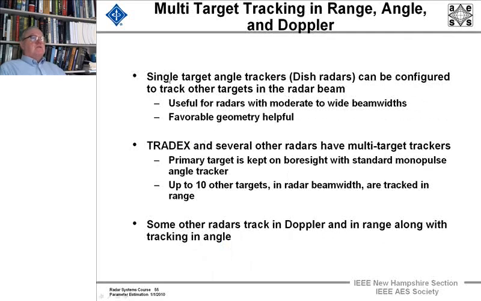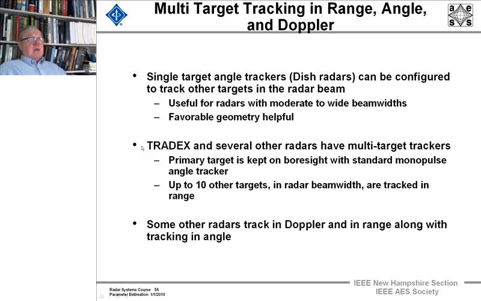Okay, now single target tracking antennas that track an angle can also be configured to track other targets within the beam. These are useful for radars with moderate to wide beam widths, and favorable geometry is helpful. And by that I mean there are other targets of interest that you might want to track that are nearby the main target in track.